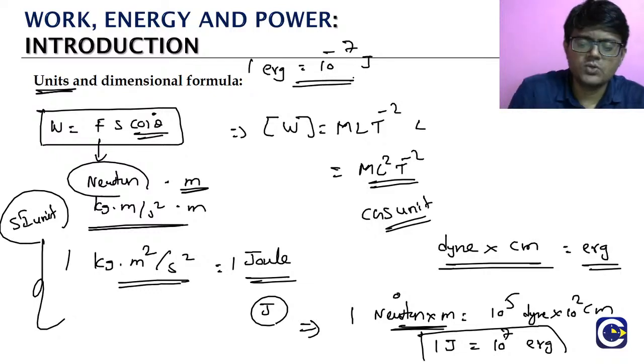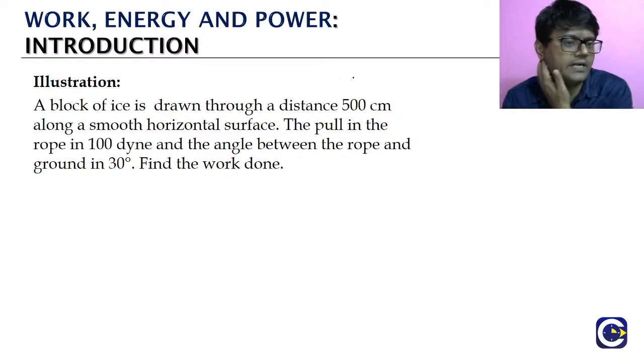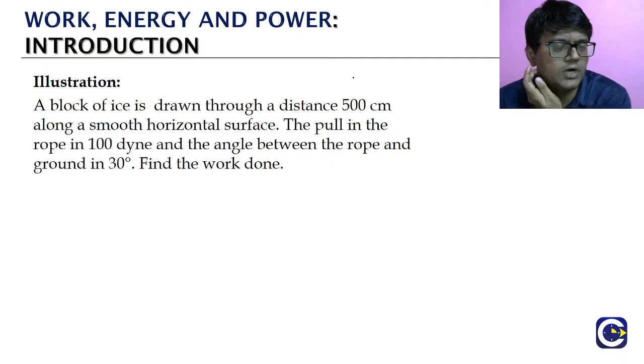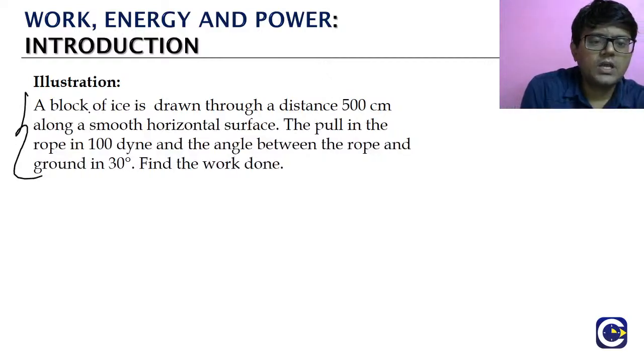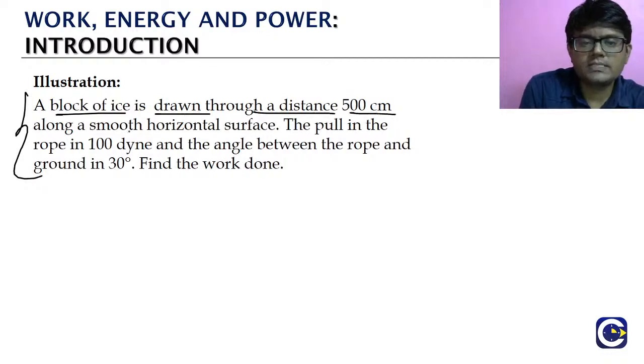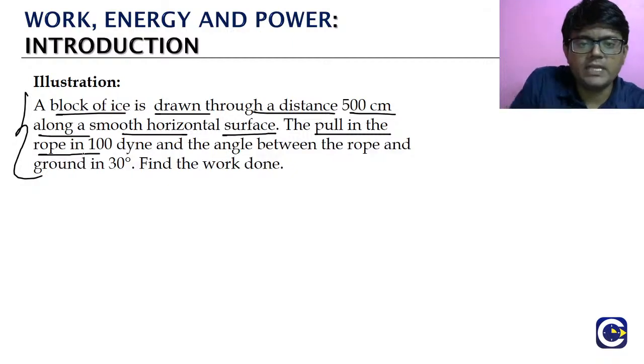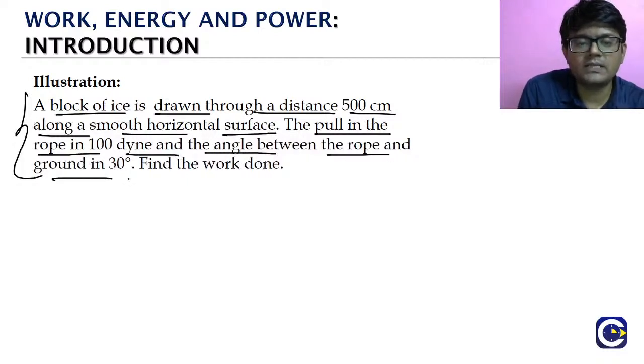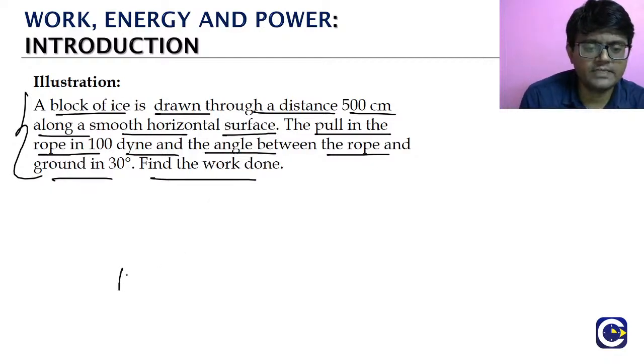Now what we'll do is we'll look at some sample questions so that we'll be able to understand how we find the work in case of a constant force. So all this is what we're discussing, the idea to find the work because of a constant force. So look at this question. A block of ice is drawn through a distance of 500 centimeter along a smooth horizontal surface. The pull in the rope, so we are trying to pull the block of ice by using a rope, is 100 dyne, and the angle between the rope and the ground is 30. Find the work done. So look at this, what are we having here?